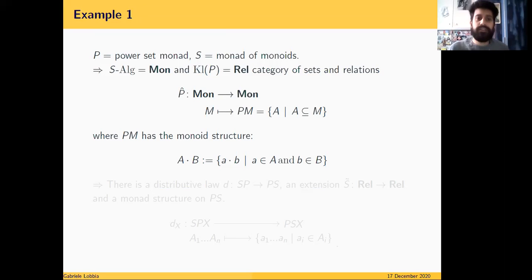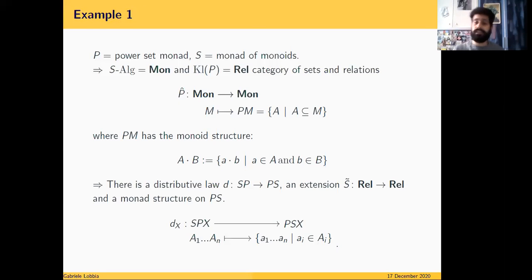Now, let's consider P. We can find a lifting of this monad to the category of monoids. In what way? Well, we do what we would expect. To find a lifting, we need to take a monoid M, and then we need to endow the power set of M with a monoid structure. So we take two subsets of M, A and B, and we define the product as the subset given by the multiplication ab of any element a in A and little b in big B. You can check that this actually gives you a lifting.